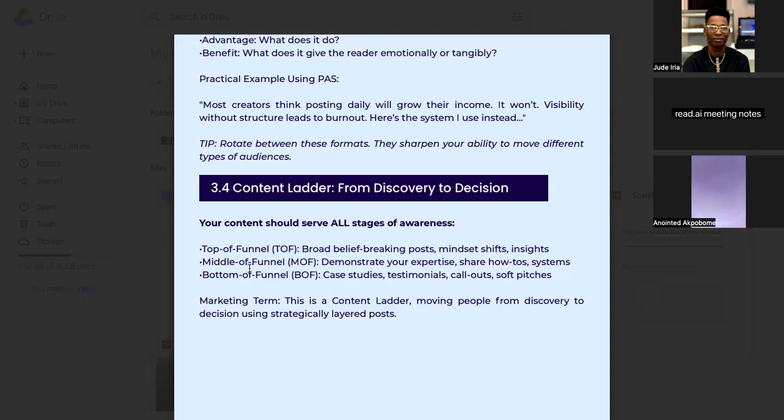Now, there are different types of content ladders. You can deepen your insights by doing more research about them. Content ladders move people from discovery to decision with strategically layered posts. You get the point now. So that's for that.